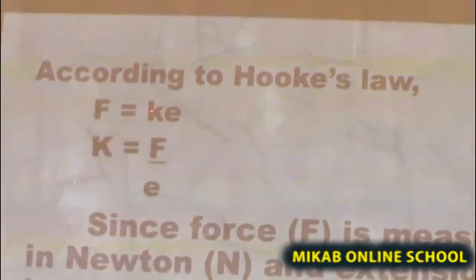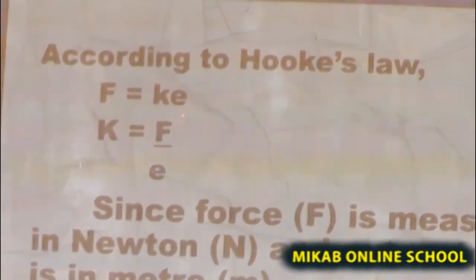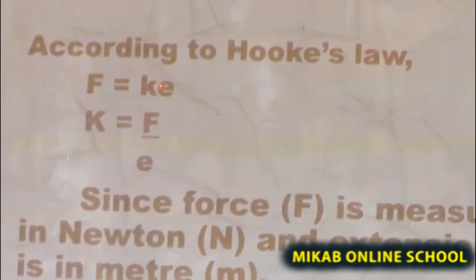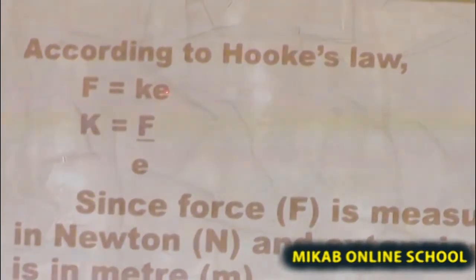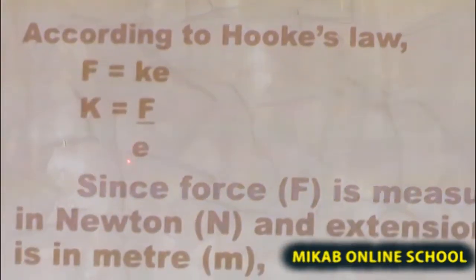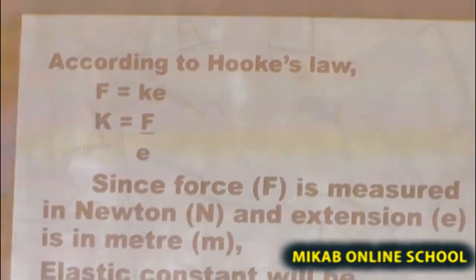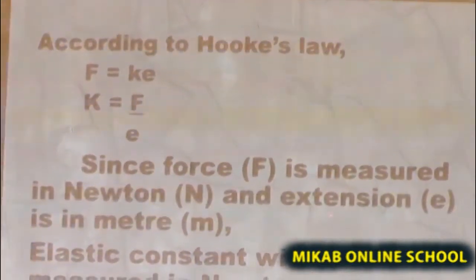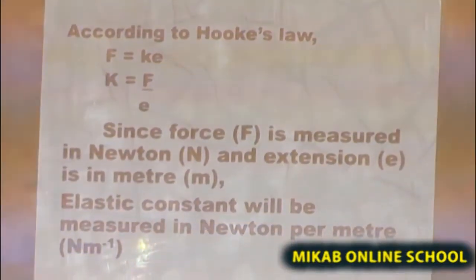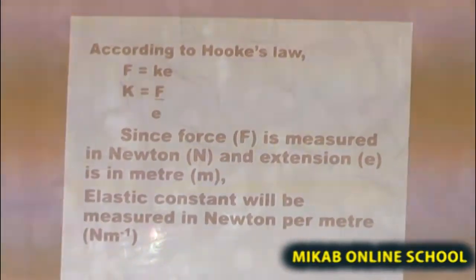Now if I want to make K, the elastic constant, the subject of the formula, the coefficient of K here is E. Then you divide both sides by E. When you divide both sides by E, you will have K equal to F over E. Since F is measured in Newton and extension is in meter, the elastic constant will be measured in Newton per meter.